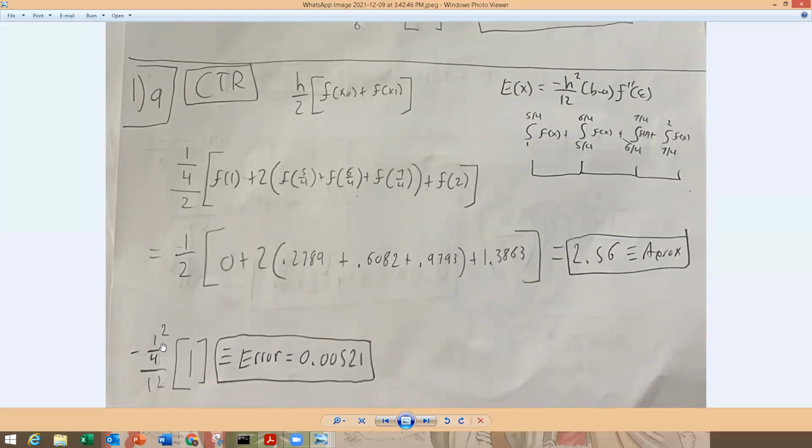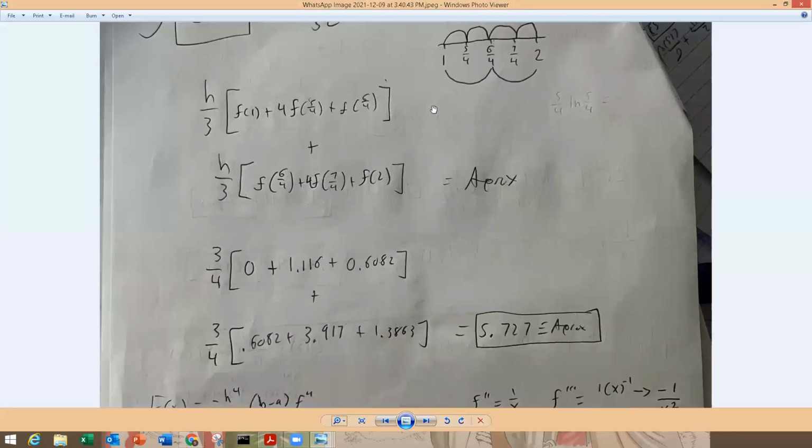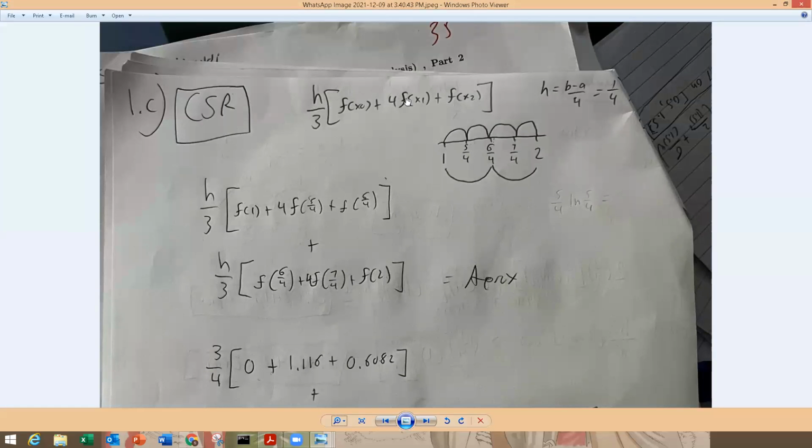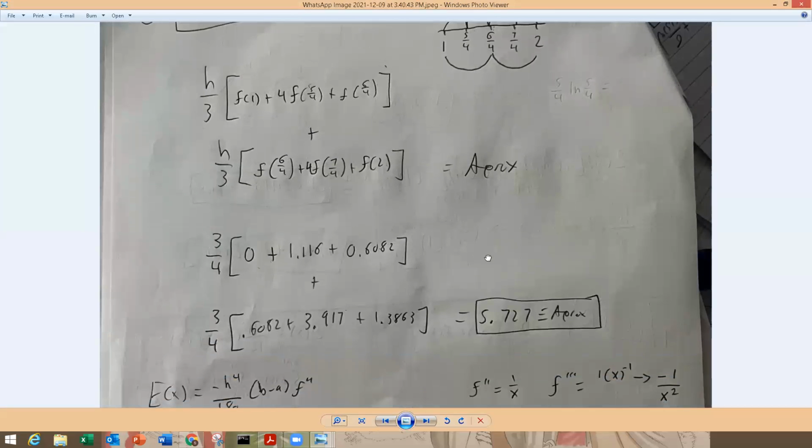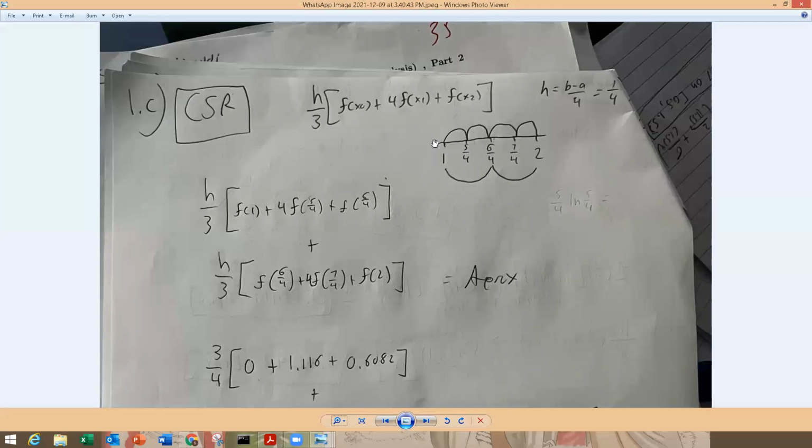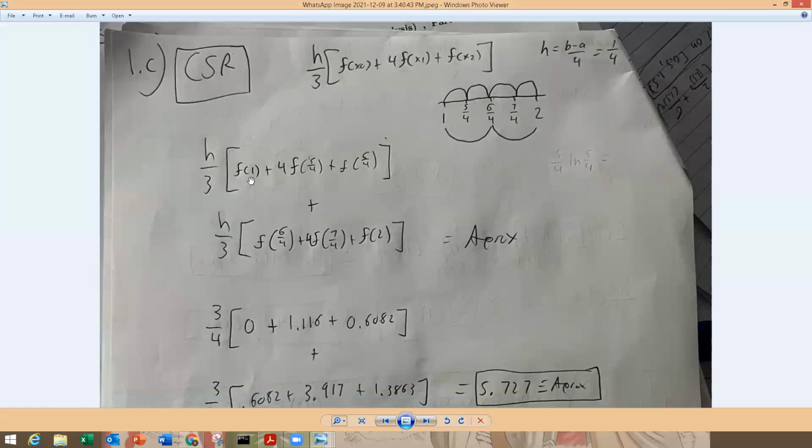So it's h squared over 12, right? And then 0.00521. Now we get to Simpson. This one is a little bit more complicated because this one you include everything, and then this one's just by 4. So this one, you go 1 to 6 over 4. So this is x0, x1, x2, right? As you can see right here, then this one's h over 3, f of 1 plus 4f of 5 over 4 plus f of 6 over 4.